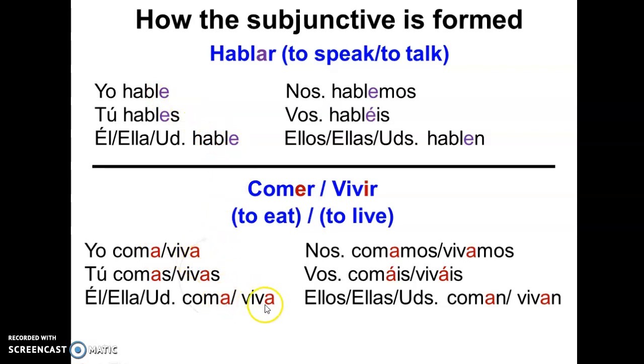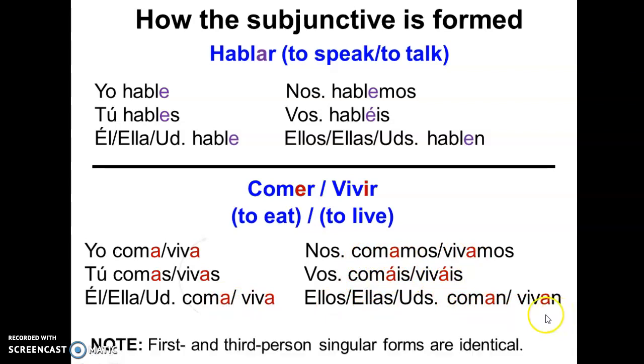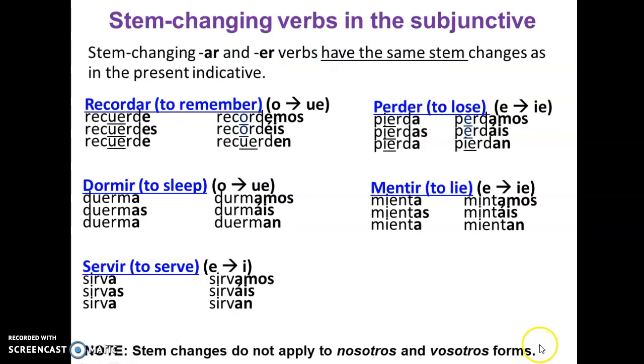Like that and like that. Comamos, vivamos, comáis, viváis, coman, vivan. So, yeah, the identical conjugations. These are some of the stem changing verbs in the subjunctive, and the three possibilities that go from O to UE, from E to I, or from E to IE. These are some examples of those verbs.